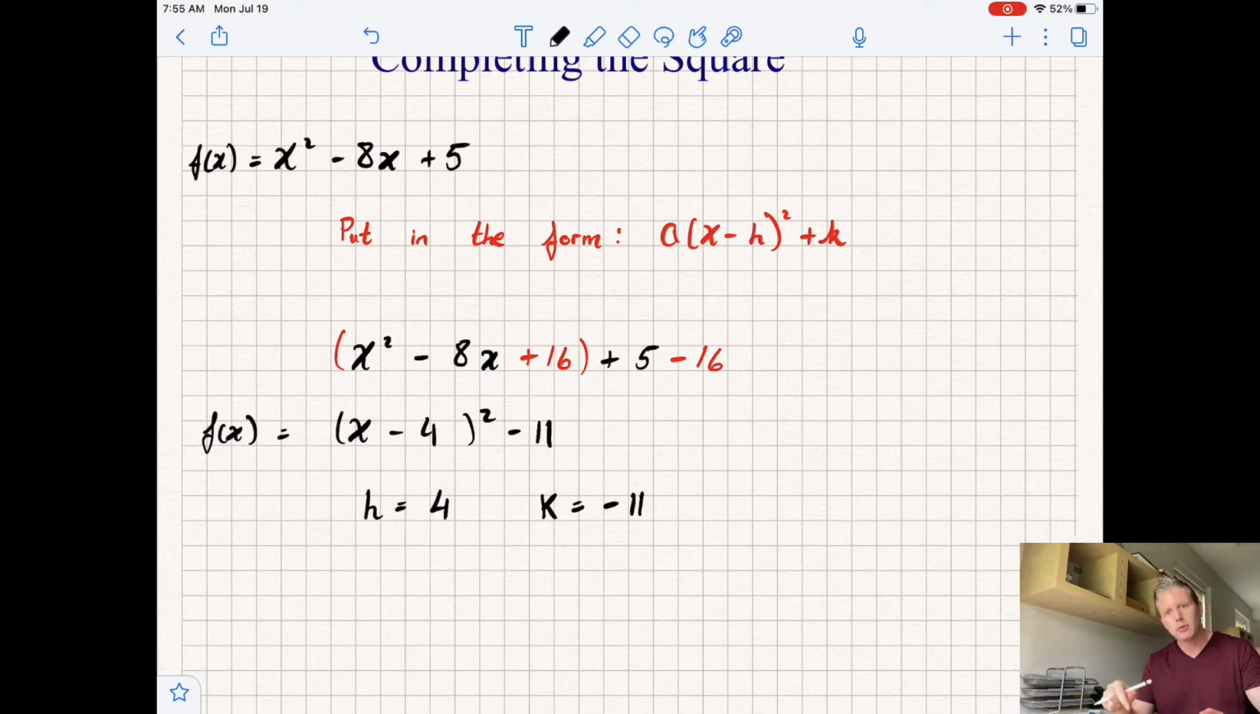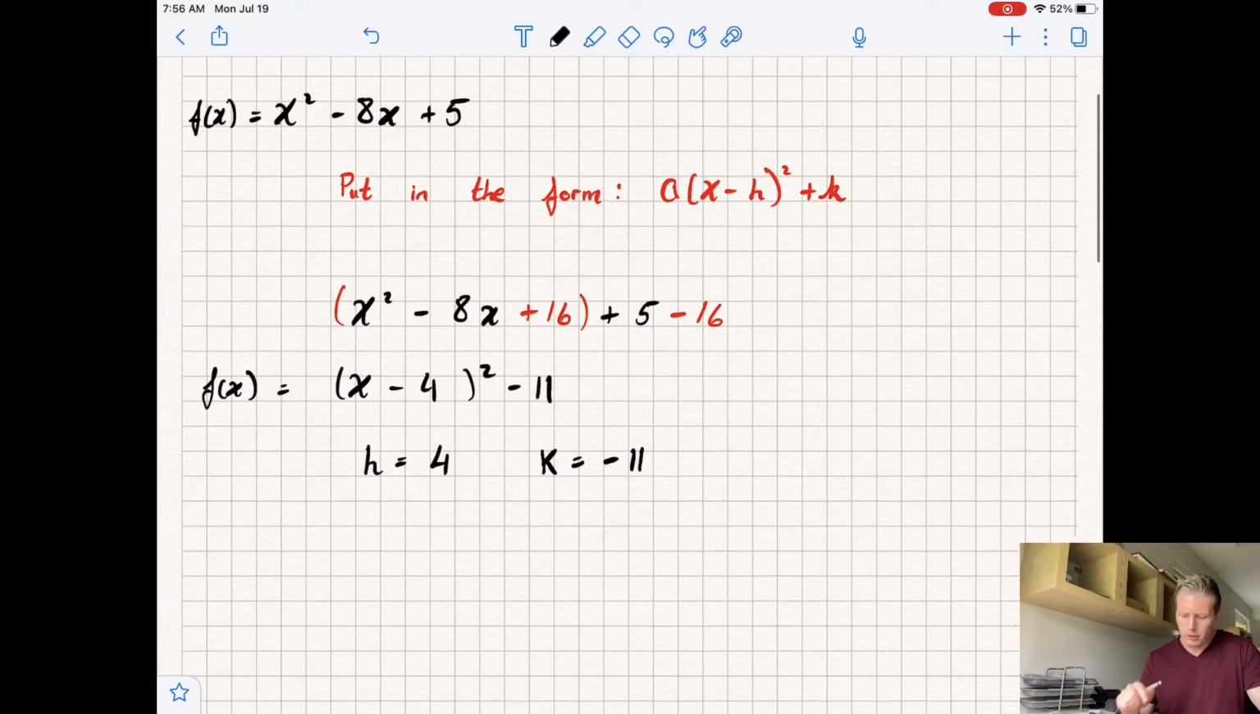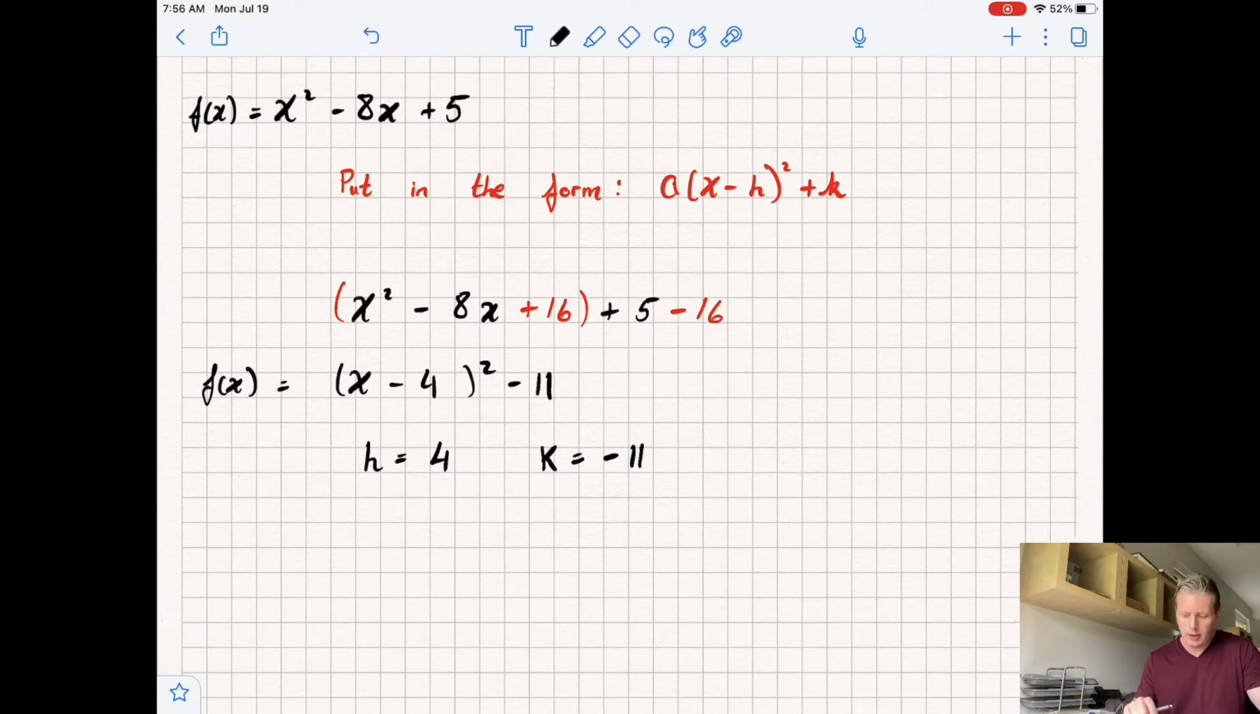In the next video, I'm going to show you how we can use this form to solve quadratic equations. We've seen other ways to do it, factoring or the quadratic formula. Well, this is another way that we can solve quadratic trinomials, or indeed any kind of quadratic function that we like.